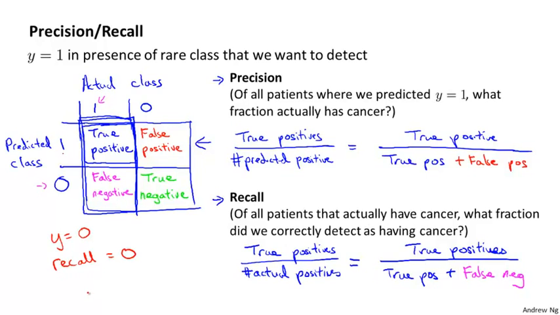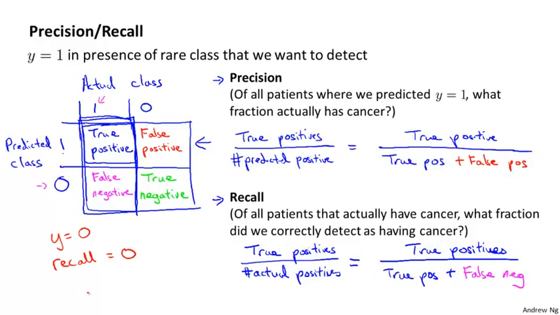More generally, even for settings where we have very skewed classes, it is not possible for an algorithm to, quote, cheat and somehow get a very high precision and a very high recall by doing some simple thing like predicting y equals 0 all the time or predicting y equals 1 all the time. And so we're much more sure that a classifier with high precision and high recall actually is a good classifier, and this gives us a more useful evaluation metric.